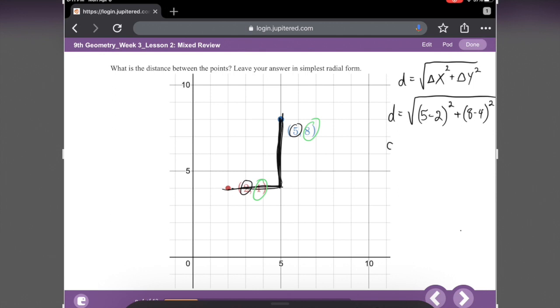Okay, let's simplify this. d is equal to the square root of 3 squared plus 4 squared. Okay, so d is going to be equal to the square root of 9 plus 16. d is equal to the square root of 25, and we know that that's just 5.